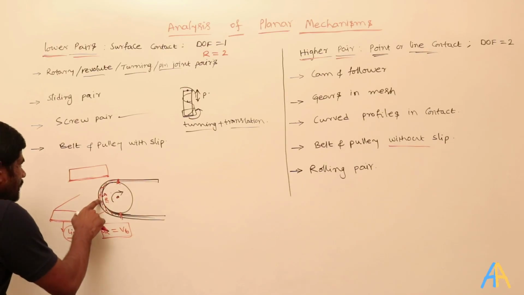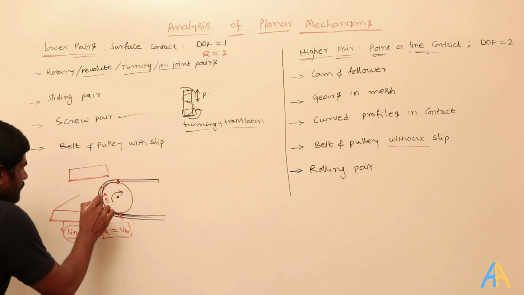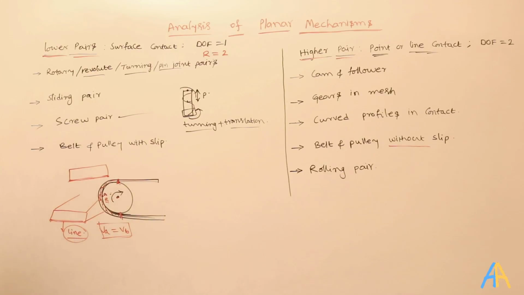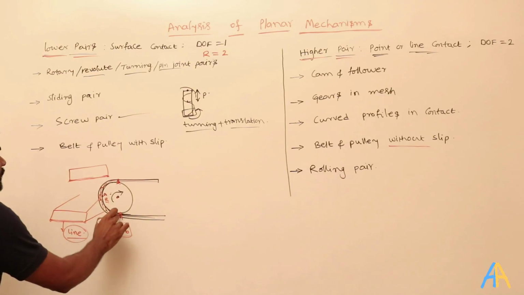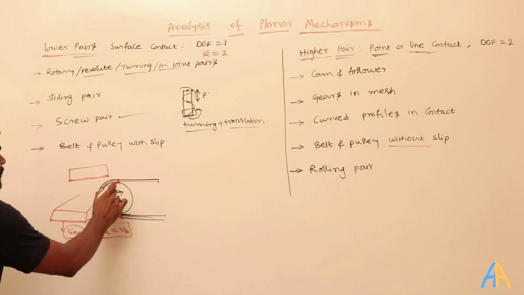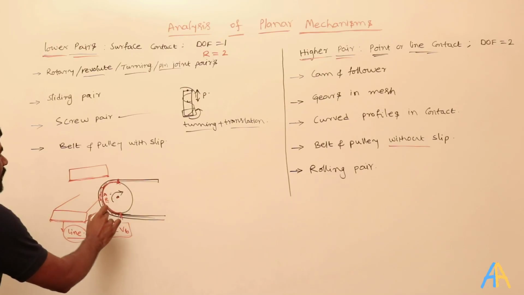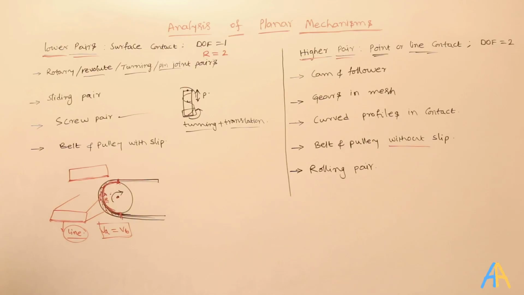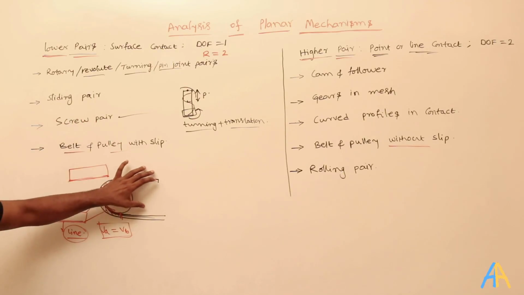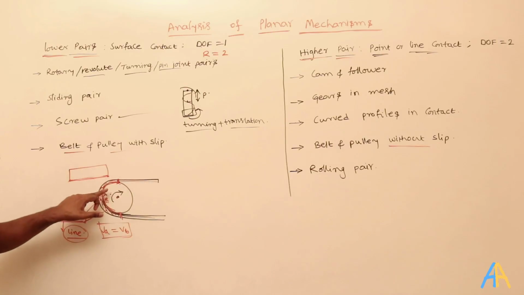So when there is a slip, that means there is a difference between the velocity of this and the pulley. That means relative motion, from here to here. When there is relative motion, then I need to take this entire portion as the other link. When I take this entire portion, then a surface will come instead of the line of the belt. So whenever a surface comes, then it will come to the lower pair. So you remember this point. The belt and pulley combination, if it is having slip between the belt and the pulley, then it is treated under the lower pair.